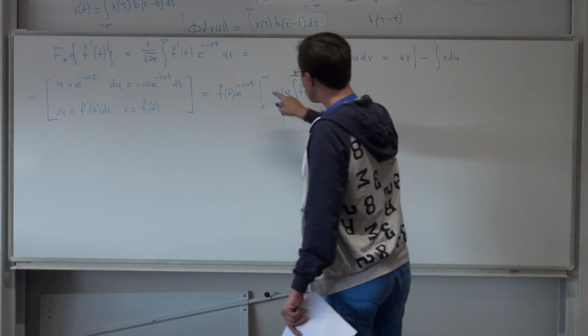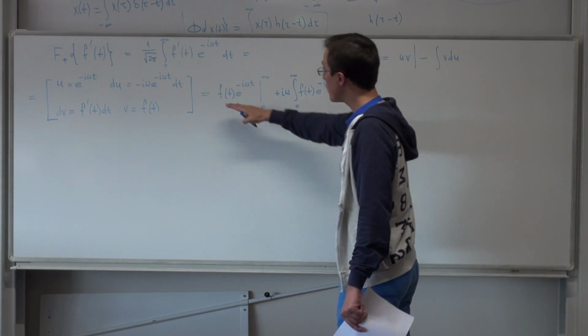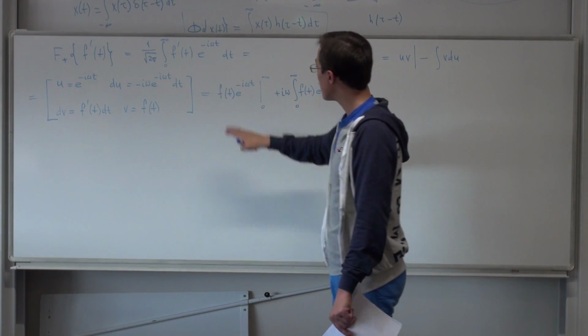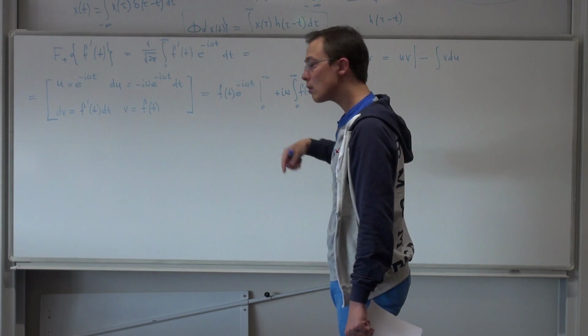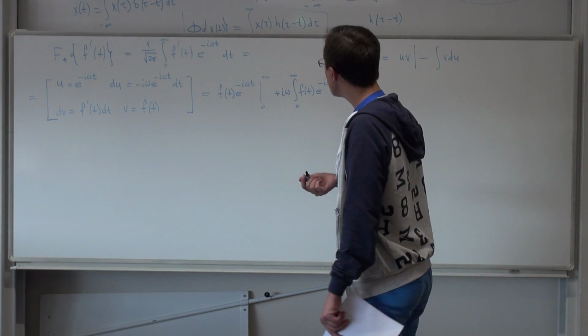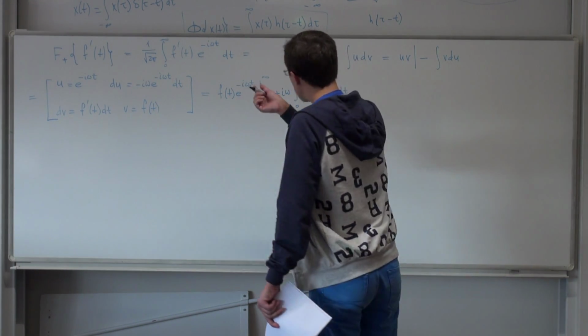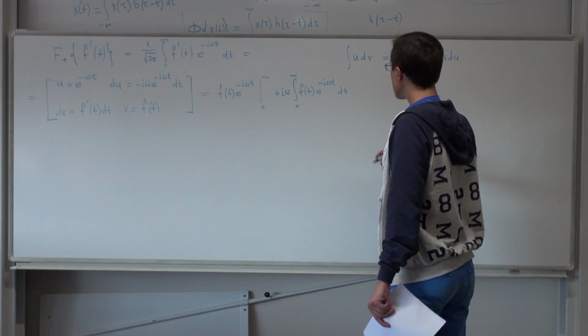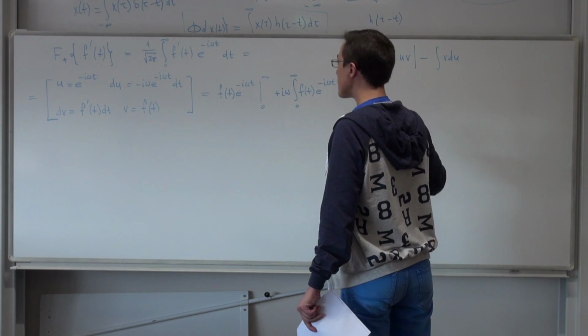Right, so at infinity, we assume that all dynamics in the system just decays. So f of infinity is 0, it has reached some kind of equilibrium. And at 0, we just have f of 0, and the same stays there.